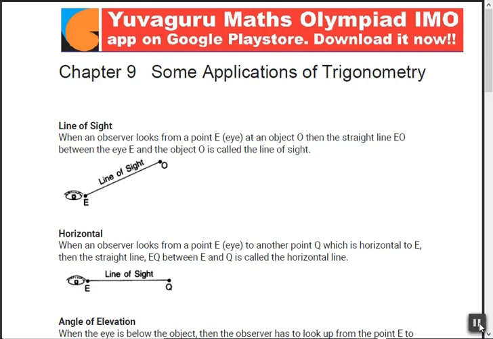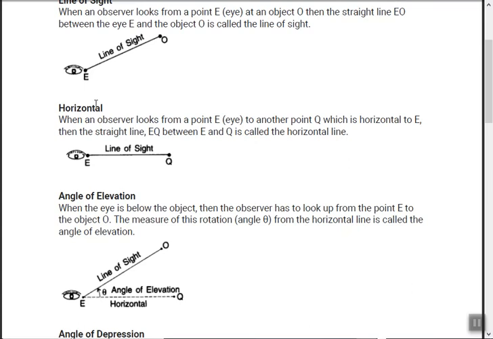Okay, simple. What do you mean by horizontal? Horizontal means parallel to the x-axis. In simple language, parallel to the earth, where we stand. When an observer looks from a point E to another point Q, which is horizontal to E, meaning from here parallel to the earth, with the earth below, then the straight line EQ between E and Q is called horizontal. Similarly, what is vertical? It should be perpendicular to the earth.